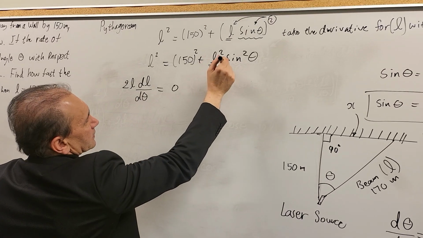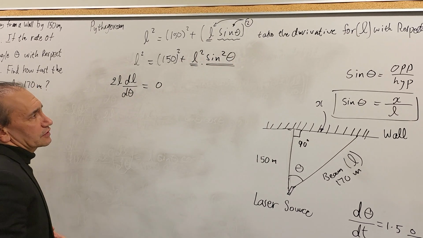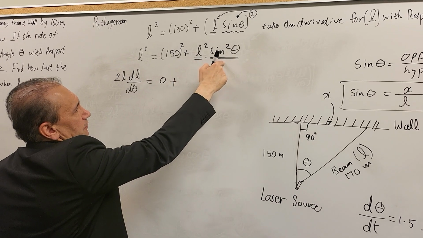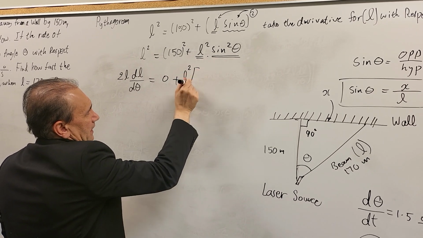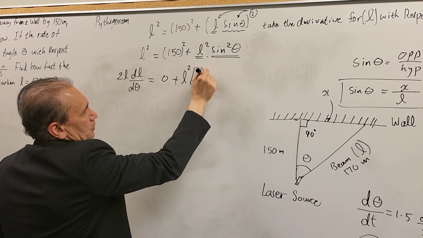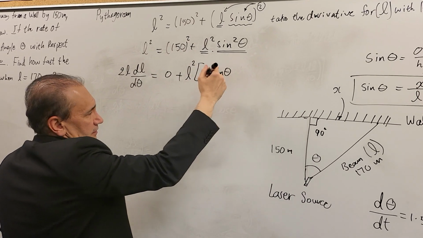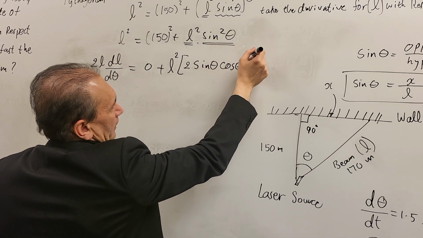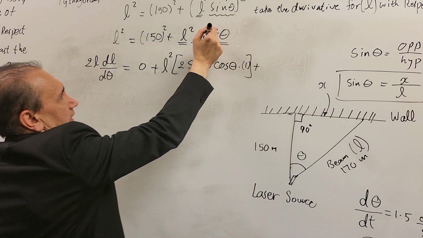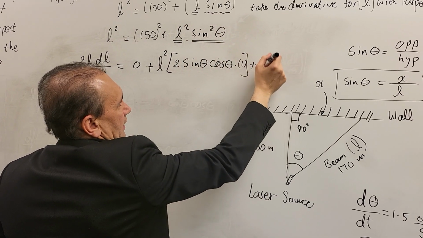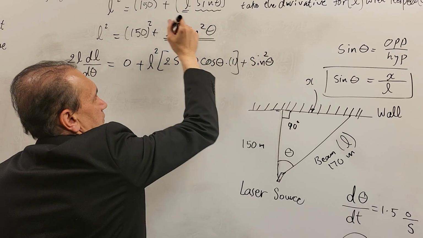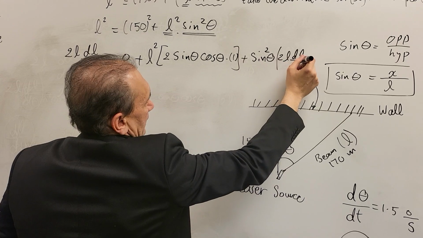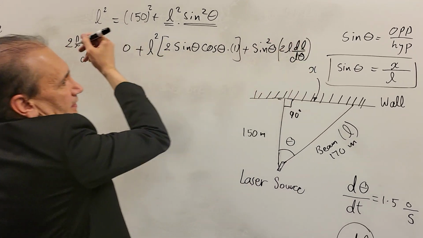But for this one, since it's a product between two functions, I am going to apply the product rule. The product rule is the first times the derivative of the second. So first is L squared times the derivative of sine squared, which is going to be 2 sine theta times cosine theta times 1, because the angle's derivative is 1. And then the second times the derivative of the first, which is sine squared of theta times the derivative of L squared, which is going to be 2L dL over d theta. I close this bracket and simplify this equation.